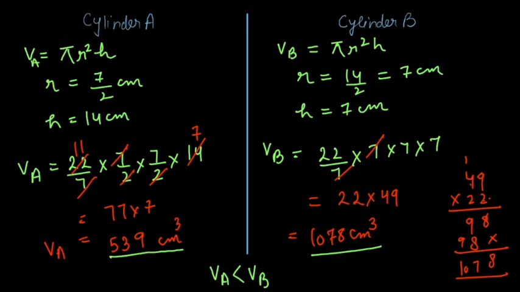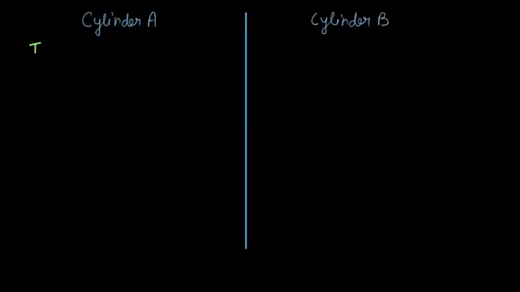Now this question has another part which says check whether the cylinder with greater volume has also greater surface area. It means this cylinder B, you have to check whether the TSA of cylinder B is greater than the cylinder A or not. So the cylinder with greater volume, does it have greater TSA also? So let's see it. We know that TSA of the cylinder is 2 pi r h plus r, right? We have all the values.